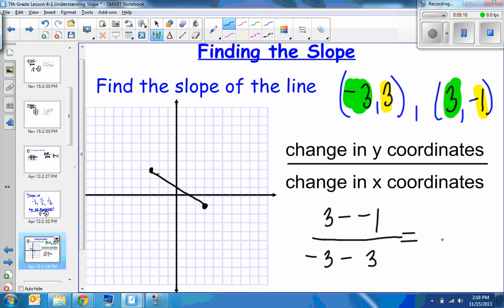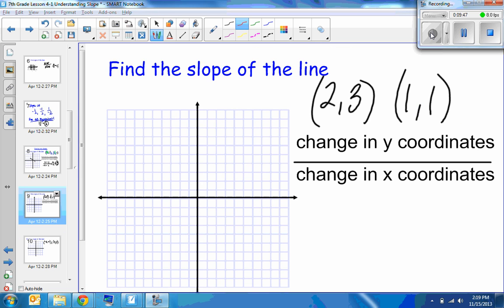And now I'm going to use my calculator. 3 minus negative 1 is 4. And negative 3 minus 3 is negative 6. Now I'm going to simplify. So I get 2 over negative 3. This line is going down, so it makes sense to have a negative slope. So let's look at the next one.